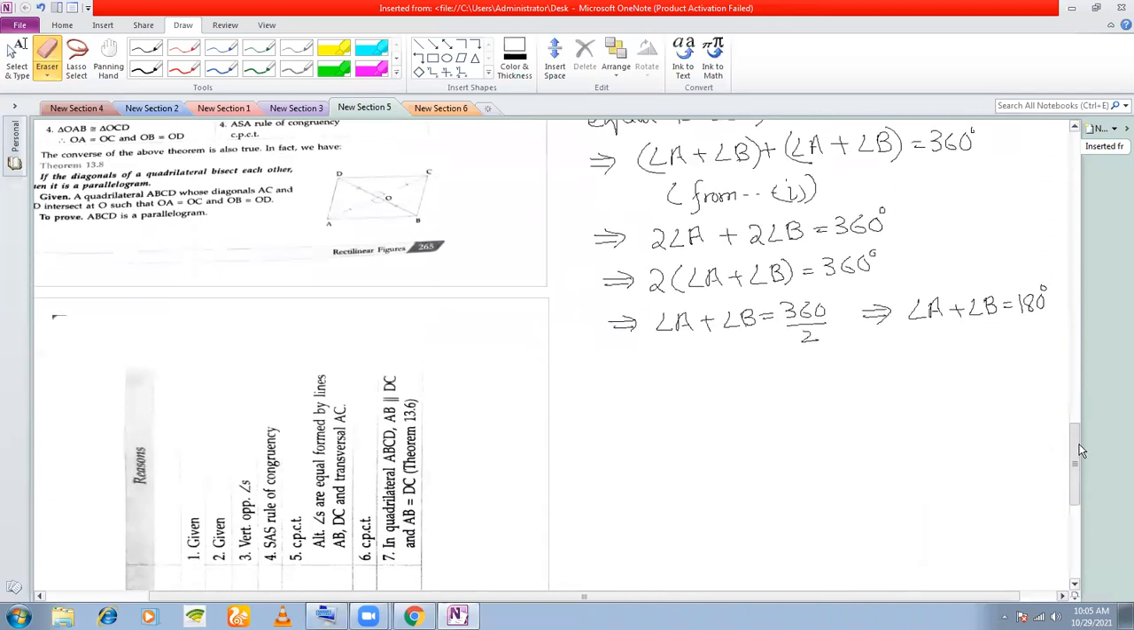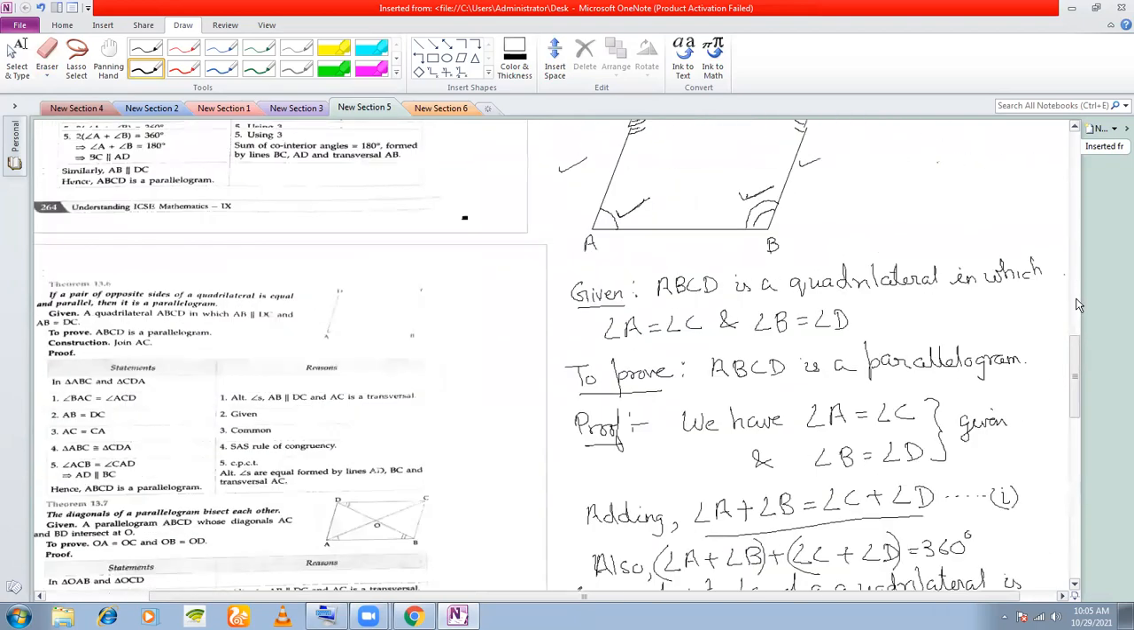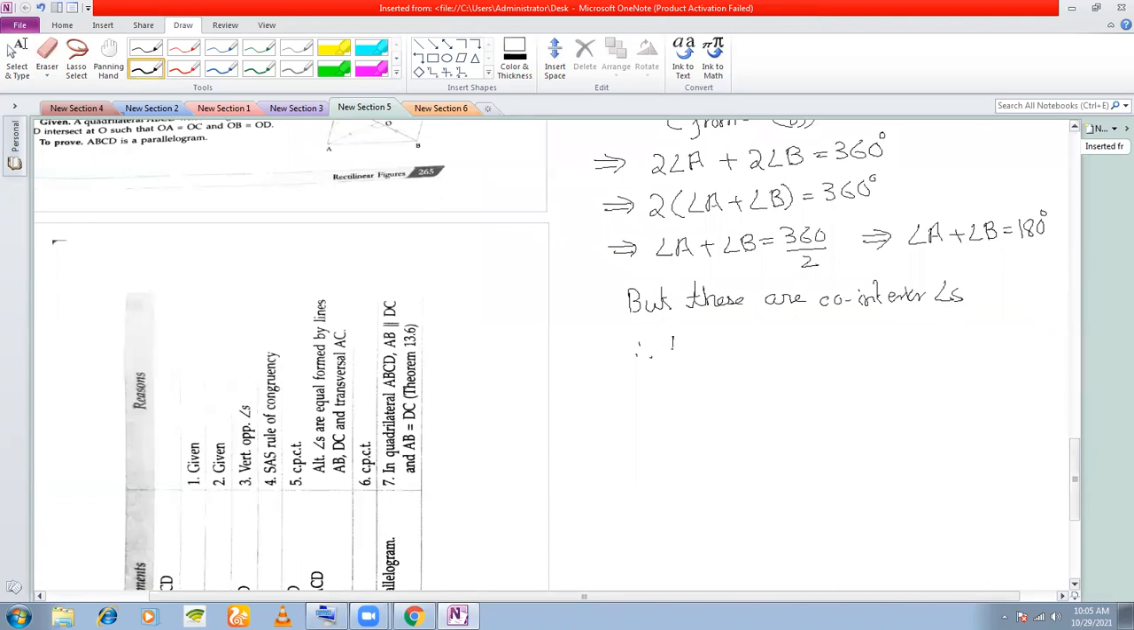So that means angle A plus angle B is equal to 180 degrees. But these are co-interior angles. Therefore, which two sides can you say are parallel? Therefore, you can say AD parallel to BC.